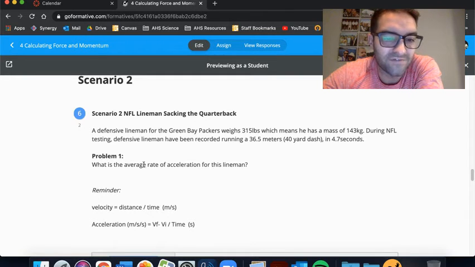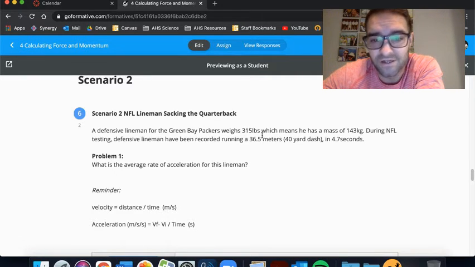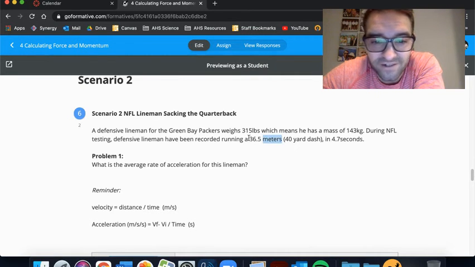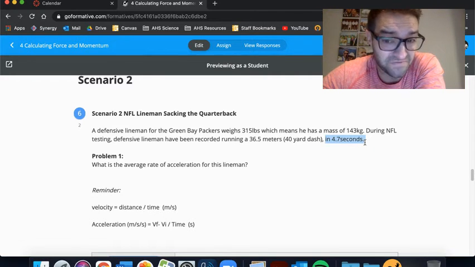But here we are. What is the average rate of acceleration for this lineman? So this is an NFL lineman trying to sack the quarterback. So a defensive lineman for the Green Bay Packers, it's true, I looked it up, weighs 315 pounds, which means he has a mass of 143 kilograms. During the NFL testing, the defensive linemen have recorded running a 40-yard dash, but for us, we want meters. So I converted it to 36.5 meters in 4.7 seconds. It's very impressive.